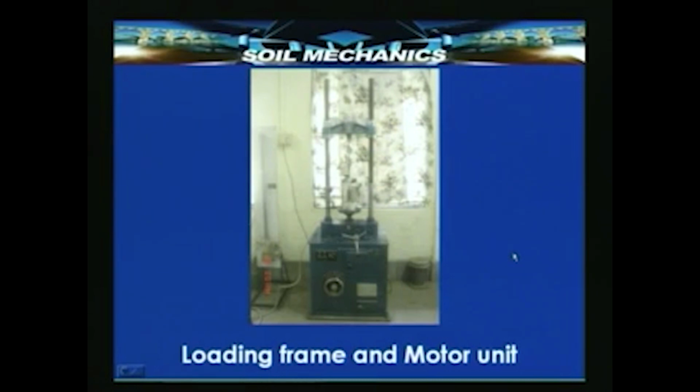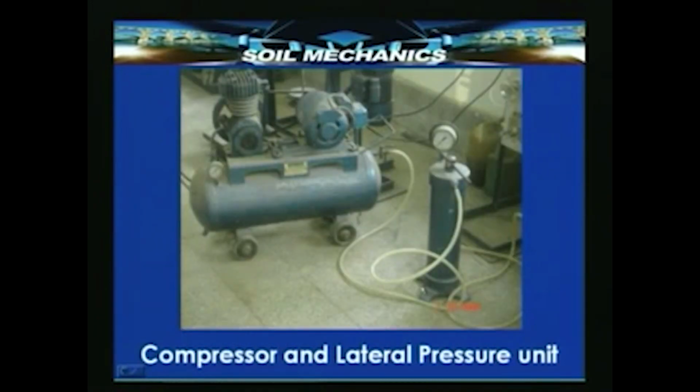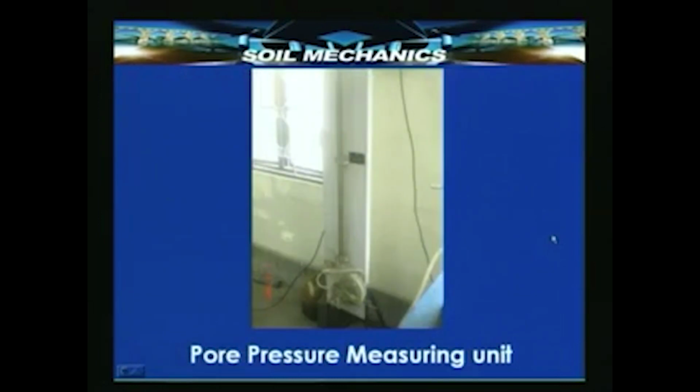Here we have slightly closer views of the compressor and the lateral pressure unit. Compressor develops the air pressure that is required to drive the water under pressure into the cell. From here the air pressure comes through this, and the pressure is applied to the water which goes out through this into the triaxial cell. This is the pore pressure measuring unit.